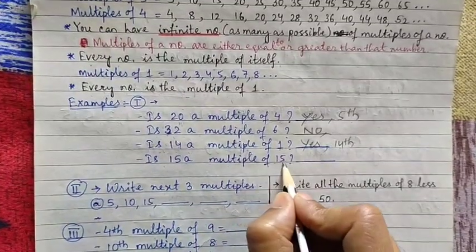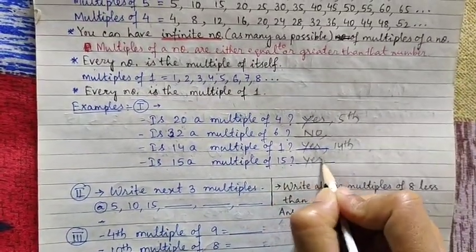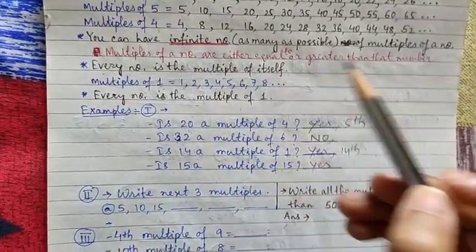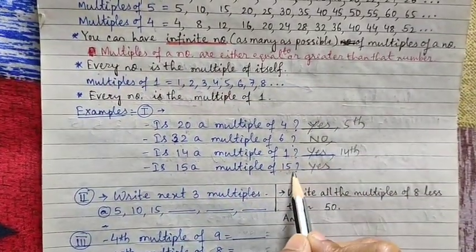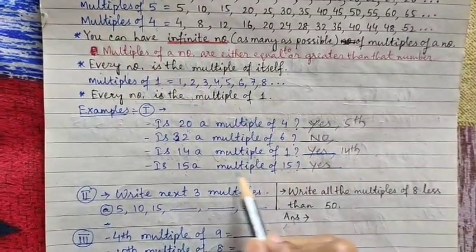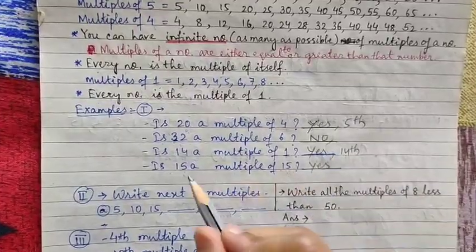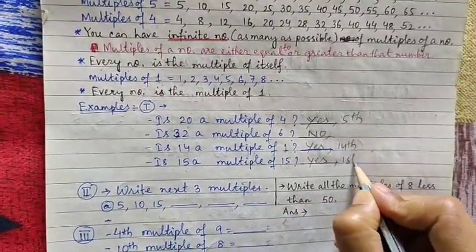Is 15 a multiple of 15? Yes. Because here also we discussed every number is a multiple of itself. हर नंबर अपने आप का मल्टीपल होता है. So 15 is a multiple of 15. Which multiple? 15 ones means first multiple, right?